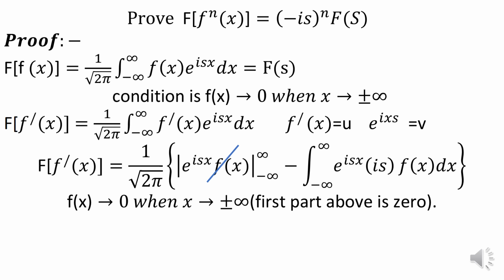Okay, we know the formula: the Fourier transform of f(x) will be 1 by root 2 pi, integral from minus infinity to plus infinity of f(x) e to the power iota s x dx, and this will be equal to F(s). The condition is that f(x) will tend to 0 when x tends to plus infinity or minus infinity. So for the Fourier transform of f dash x, applying this formula, I will replace f(x) with f dash x. Accordingly it will be 1 by root 2 pi, integral from minus infinity to plus infinity of f dash x e to the power iota s x dx.